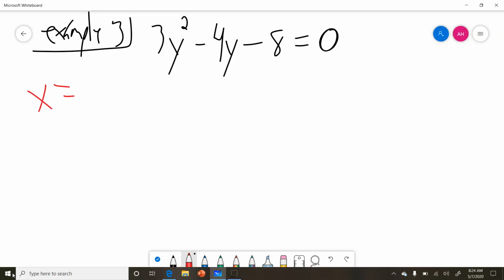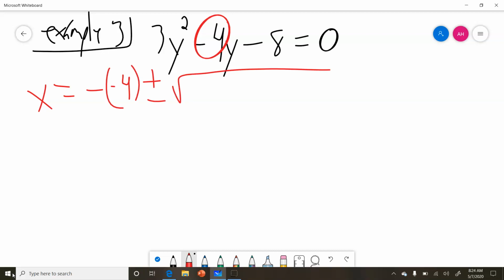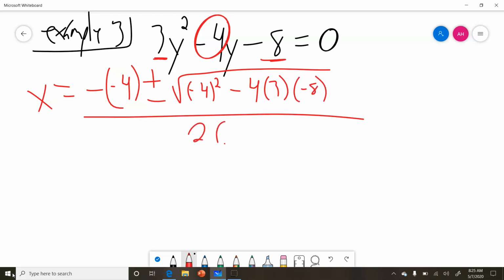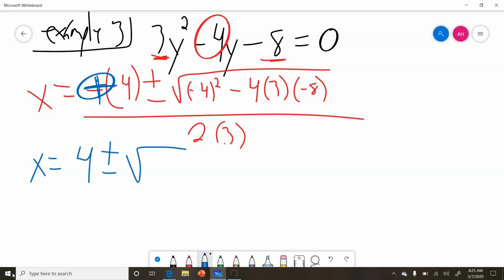We have x equals, what is -b? We have a -4, okay, plus or minus the square root of -4 squared minus 4 times, what's a? A is 3 and c is -8. All of that divided by 2 times a, which is, again, a is 3. So now the first thing I would do is see this right here. These two negatives become one big positive. So I'm going to x equals, it's actually +4, plus or minus, what is this right here?